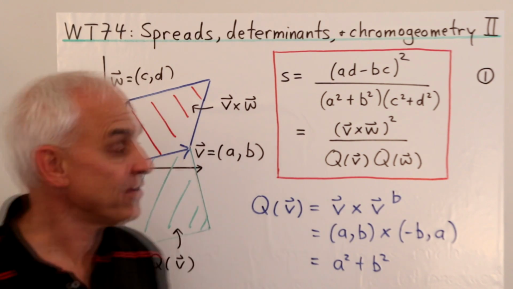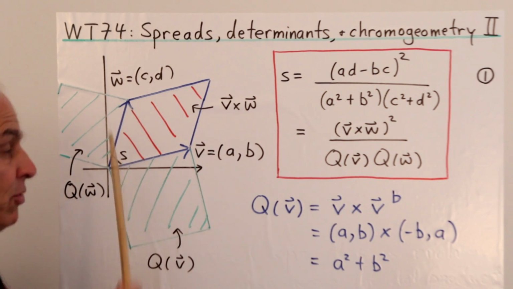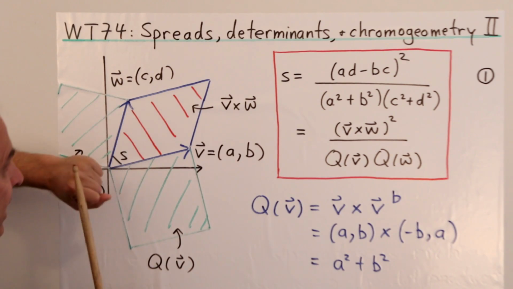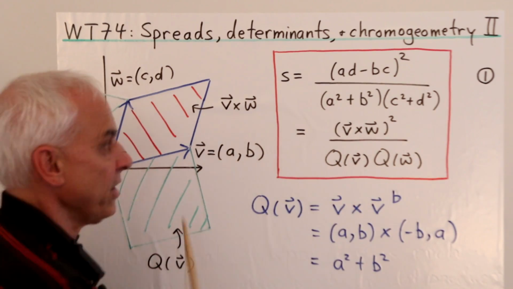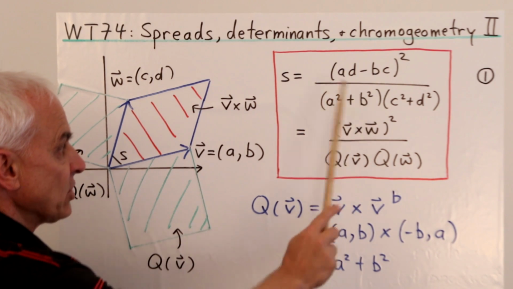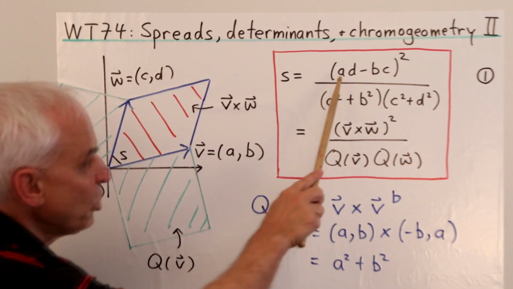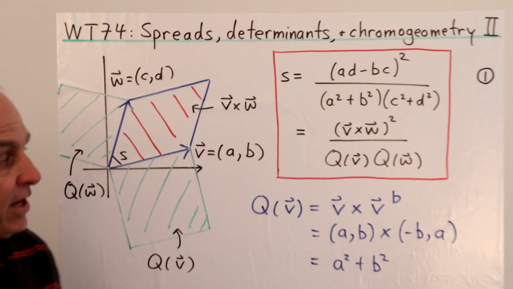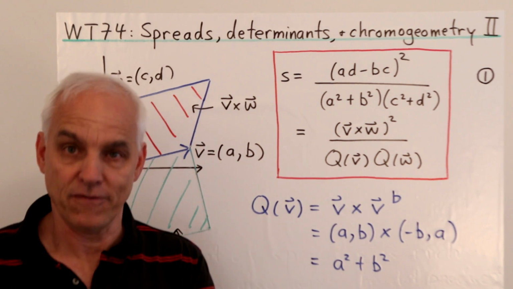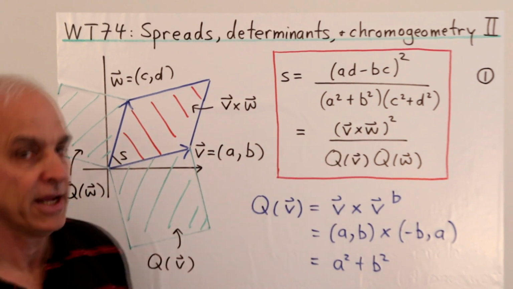Okay, so here's what we have discovered so far. If we have a vector v, which is AB, and a vector w, which is CD, then the spread between them, this s here, can be expressed with this formula. It's AD minus BC all squared over the product A squared plus B squared times C squared plus D squared. What's in the numerator here, this AD minus BC, is just the area of this parallelogram, actually the signed area of this parallelogram. And we introduced the idea of a cross product in the planar situation.